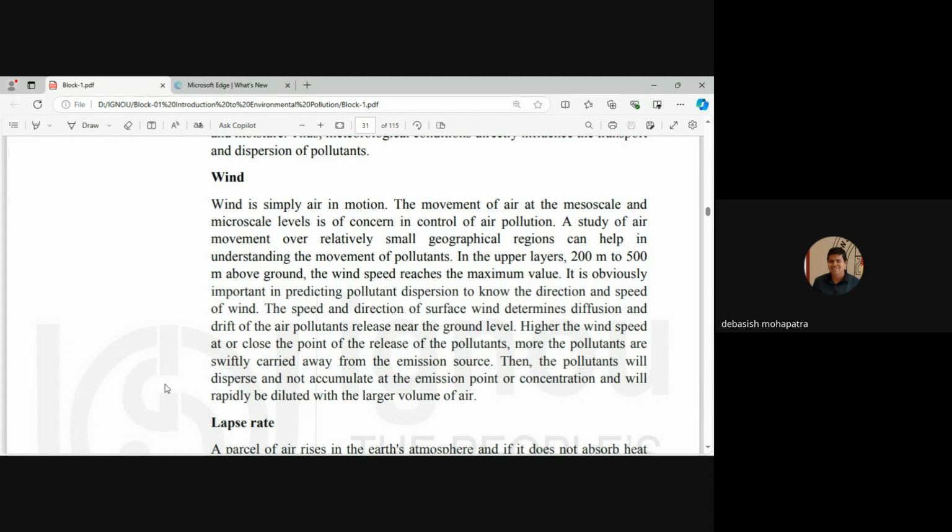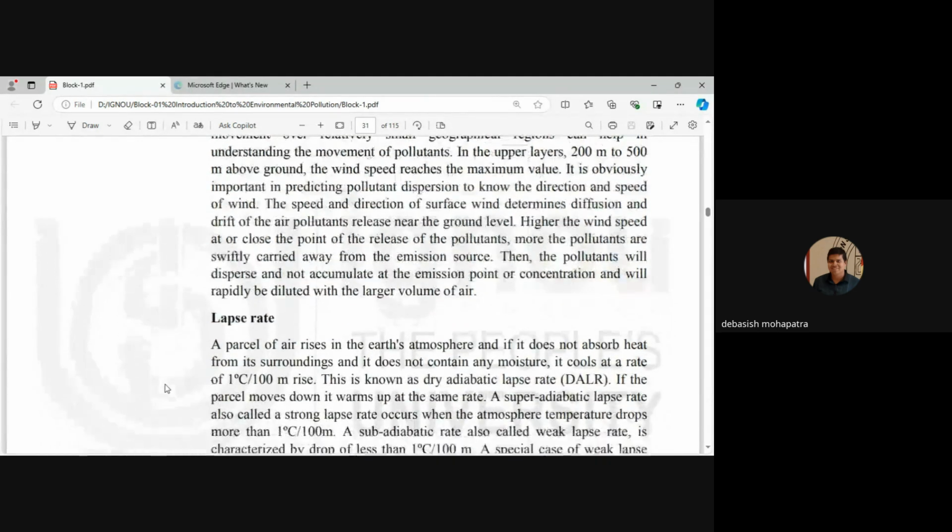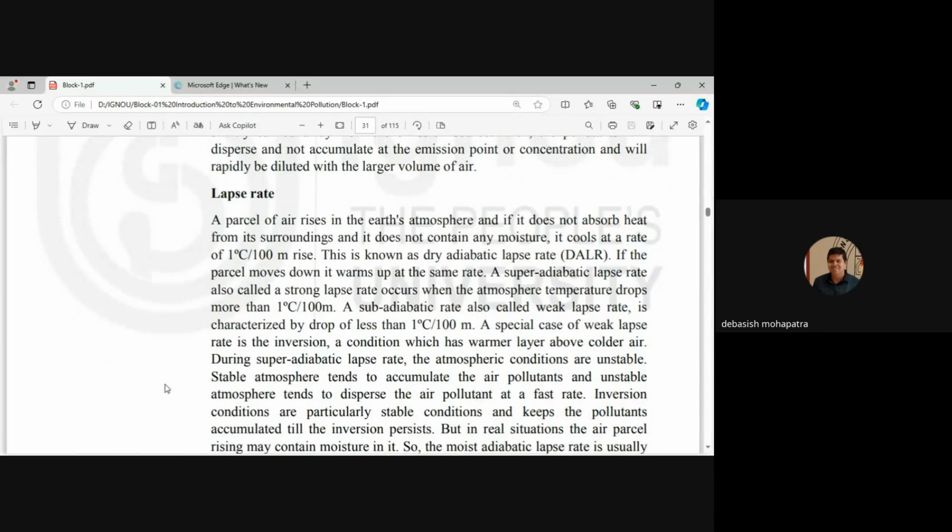Then lapse rate. A parcel of air rising in the Earth's atmosphere, if it does not absorb heat from its surroundings and does not contain any moisture, cools at a rate of 1 degree per 100-meter rise. This is known as dry adiabatic lapse rate.